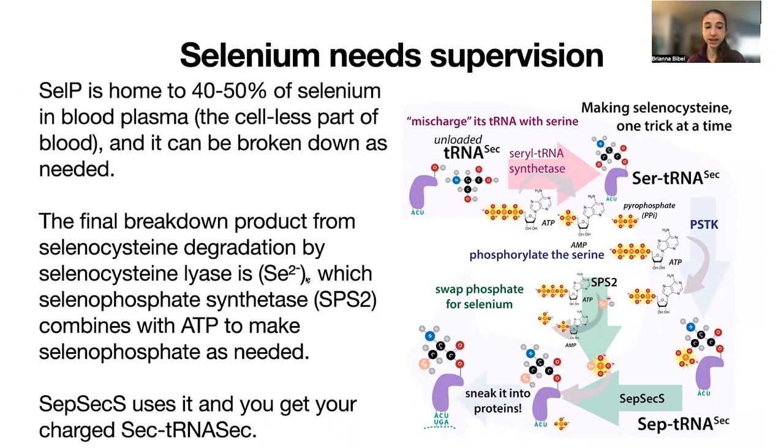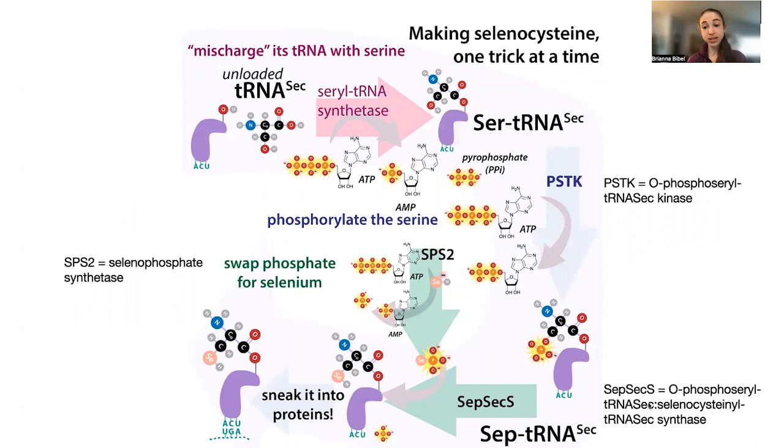Then there's another protein, selenophosphate synthetase, SPS2. What he's going to do is combine it with ATP to make selenophosphate. And then it's this selenophosphate that's going to be used by SepSecS, which is going to swap out that oxygen-containing phosphate group. It's going to take that off and add your selenol on there. So then you end up with an SeH on there. There are a lot of abbreviations because some of the full names are ridiculous. SepSecS is O-phosphoryl-tRNA sec selenocysteinyl-tRNA sec synthase. So, abbreviations for the win.